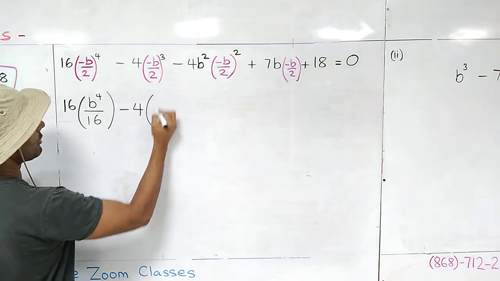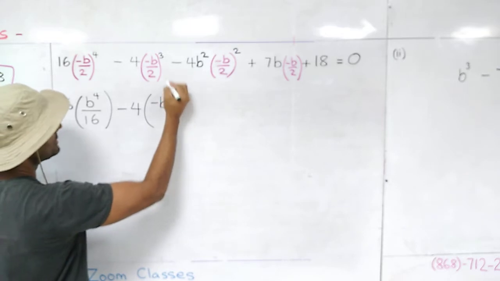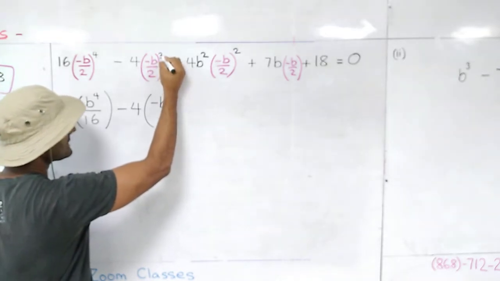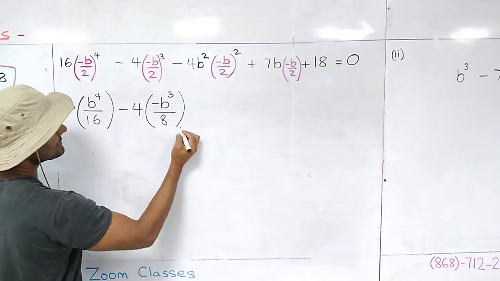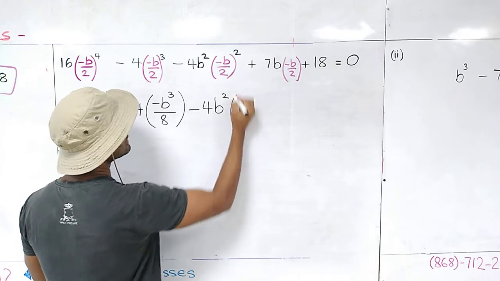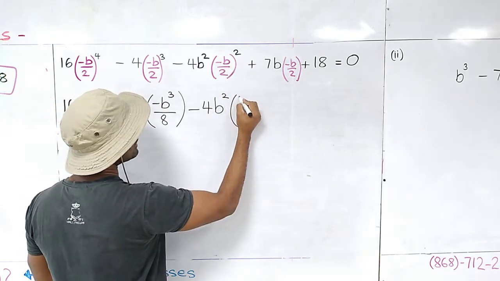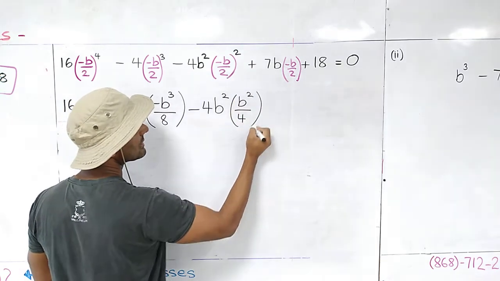Minus 4 minus b to the power 3 is minus b cubed. It remains minus because the power is odd. And 2 to the power 3 is 8. Minus 4b squared. Minus b squared is what? Positive b squared. And 2 squared is 4.